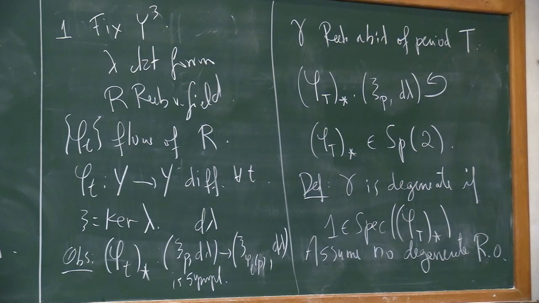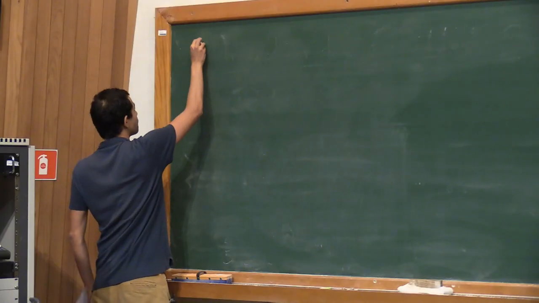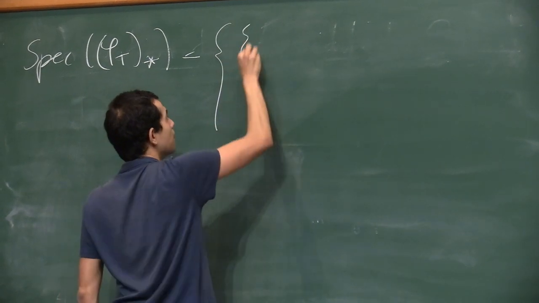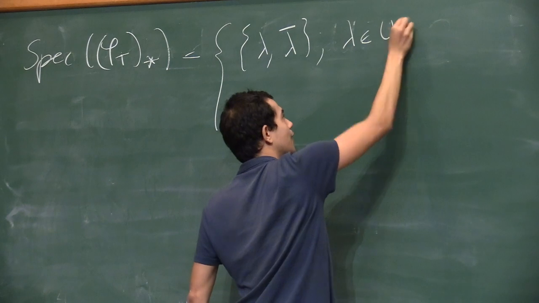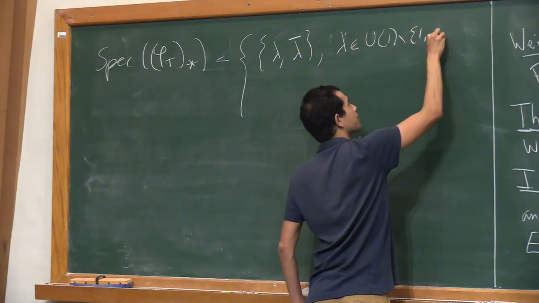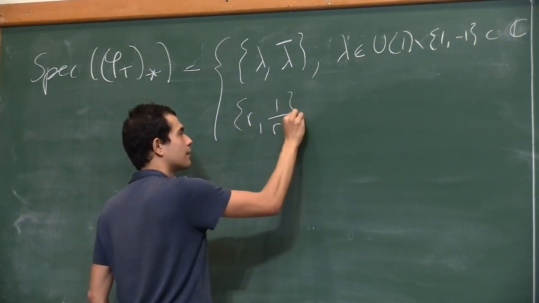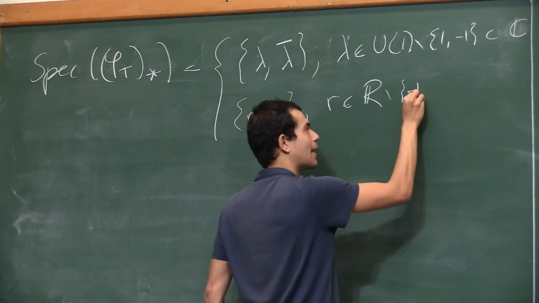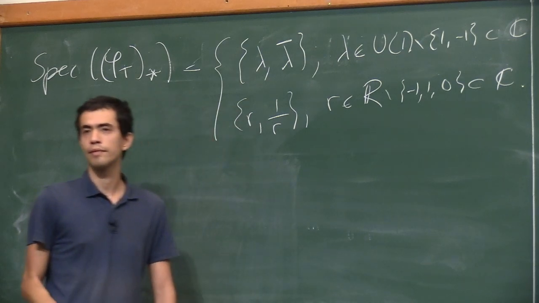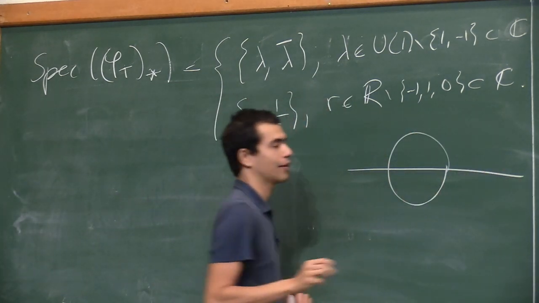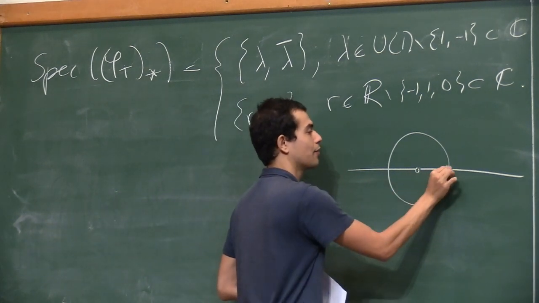So that means there are only two possibilities for the spectrum of the linearization of the flow. It's either lambda and lambda bar, where lambda is a unit complex number which is not 1 or minus 1, inside C. Or you have R and 1 over R, where R is a real number which is not minus 1, 1, or 0. This is an easy linear algebra exercise. For a 2x2 symplectic matrix, the eigenvalues are in the unit circle or the real line. But if you require it to be non-degenerate, then you remove these points.